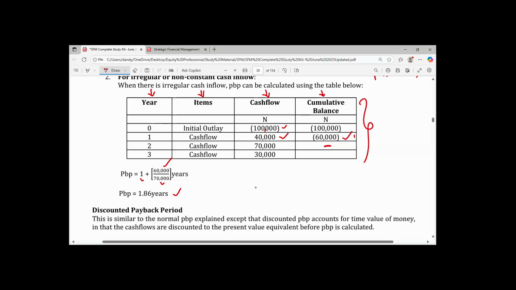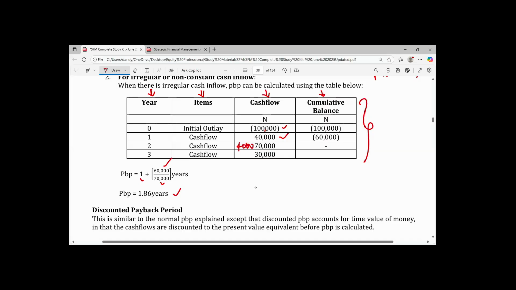What if the cash flow given to you in the question in the second year is 40,000, for example? It's still the same thing. In the first year you have recovered 40,000. You are left with an outstanding balance of 60,000 at the end of year one.